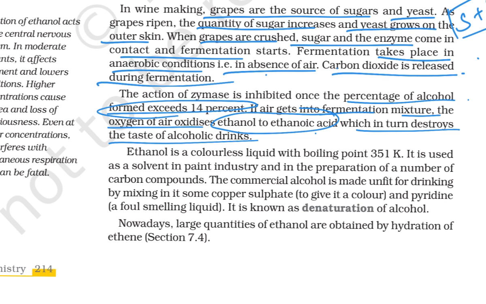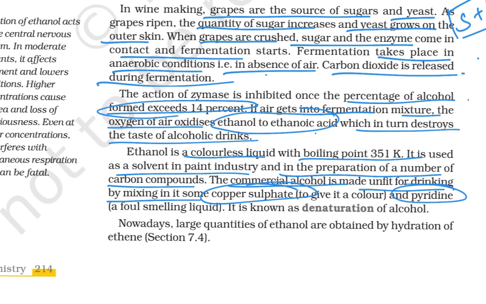Ethanol is a colorless liquid. The boiling point is 351 Kelvin. It is used as a solvent in the paint industry and in the preparation of a number of carbon compounds. Commercial alcohol is made unfit for drinking by mixing some copper sulfate and pyridine. This we say is denaturation of alcohol.